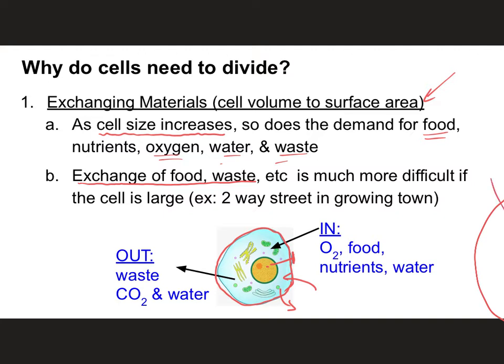So this is what cells don't do. They do not form larger cells. What they do is form many, many small cells. So why do cells need to divide?